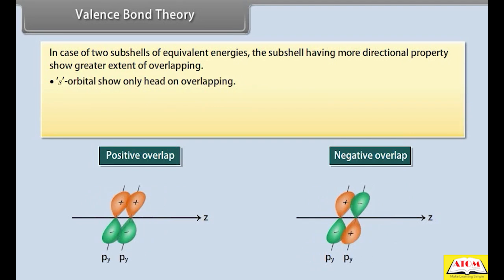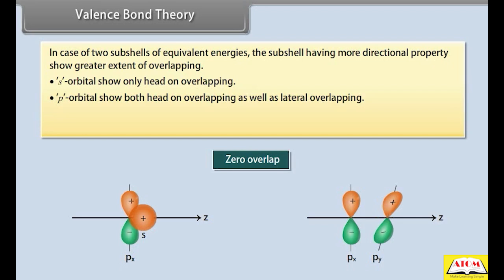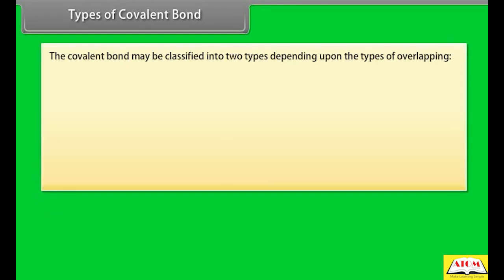S orbitals show only head-on overlapping. P orbitals show both head-on overlapping as well as lateral overlapping. In head-on overlapping, the overlapping region is more than lateral overlapping. Therefore, stronger bond is formed due to head-on overlapping. Types of covalent bond. The covalent bond may be classified into two types depending upon the types of overlapping: sigma bond and pi bond. Sigma bond.